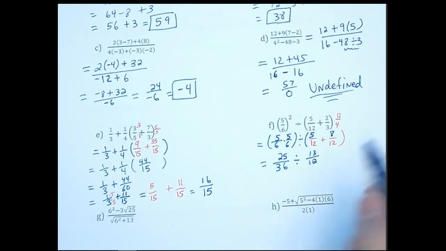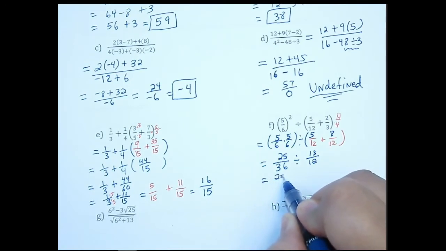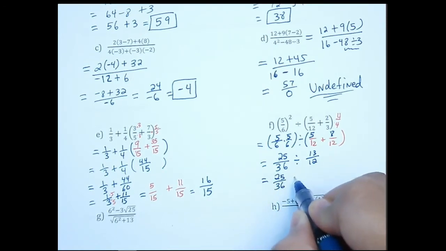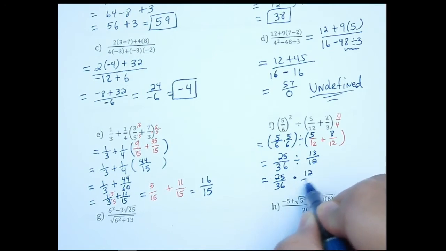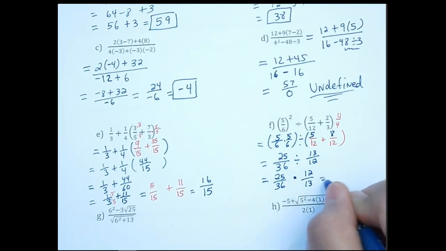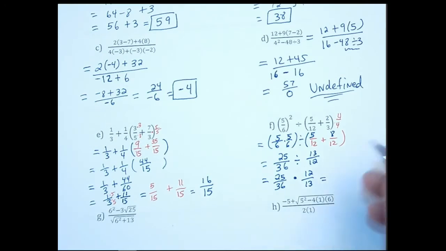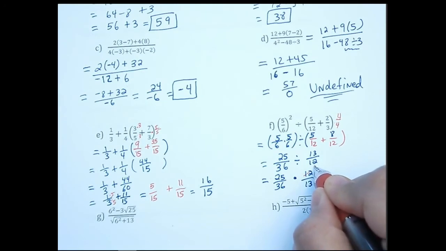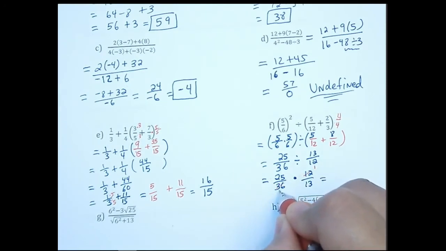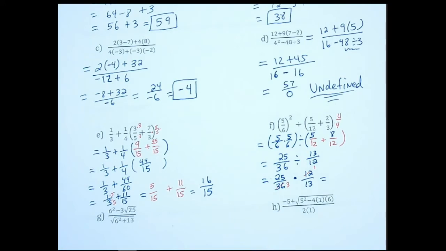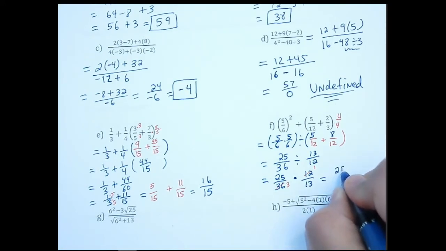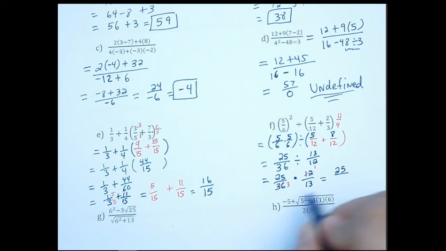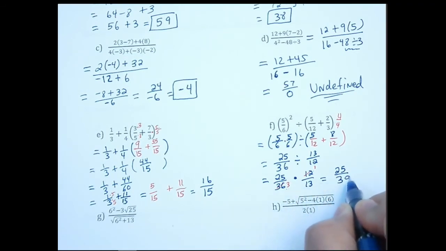And so now we can divide. So to divide, we can change the division to multiplication and take the reciprocal. Okay, and then we can simplify the 12 and 36. So if I divide by 12, 12 divided by 12 is 1, and 36 divided by 12 is 3. And so that allows us to have smaller numbers here. 25 times 1 is 25. 3 times 13 is 39. Okay, so that would be our final answer for that one.